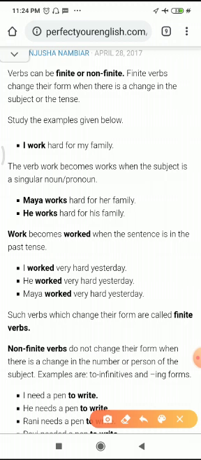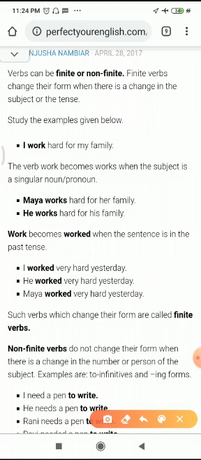Now, how to identify which one is a finite verb? The finite verb always exhibits tense. You will always find that a finite verb is within a tense. Is it clear?